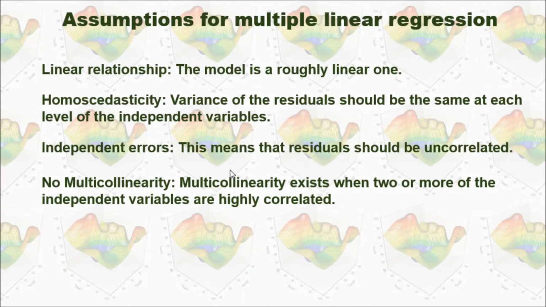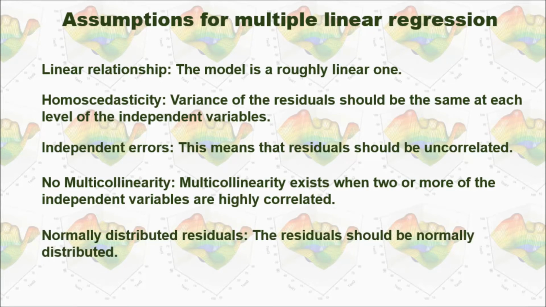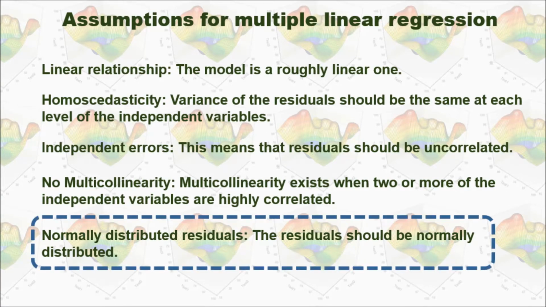The fourth assumption is there's no multicollinearity in the model. That means there are no highly correlated independent variables in the model. I discussed this assumption in my previous YouTube video. You're welcome to watch it. The last assumption is normally distributed residuals. In this video, I will discuss this assumption mainly.